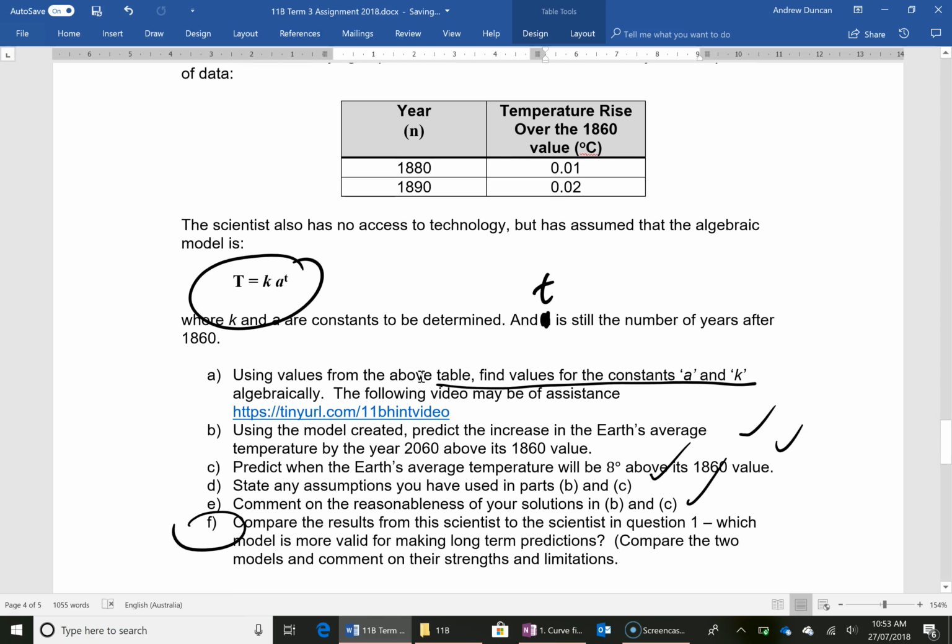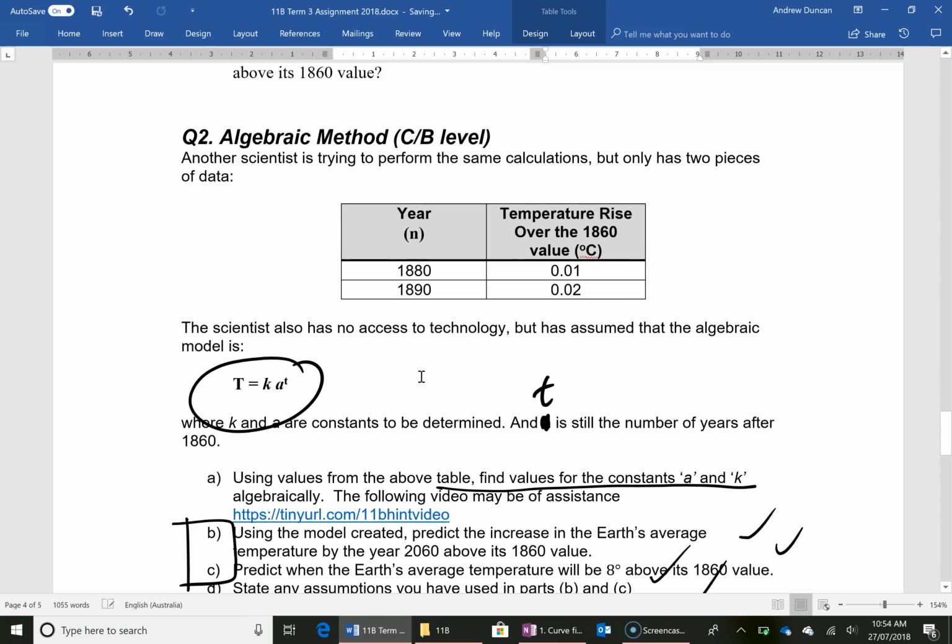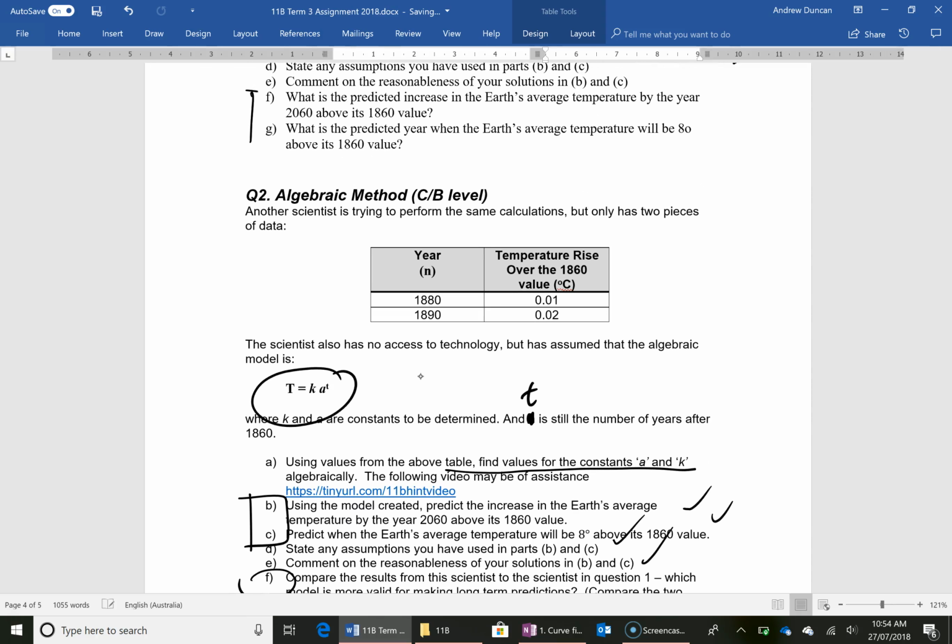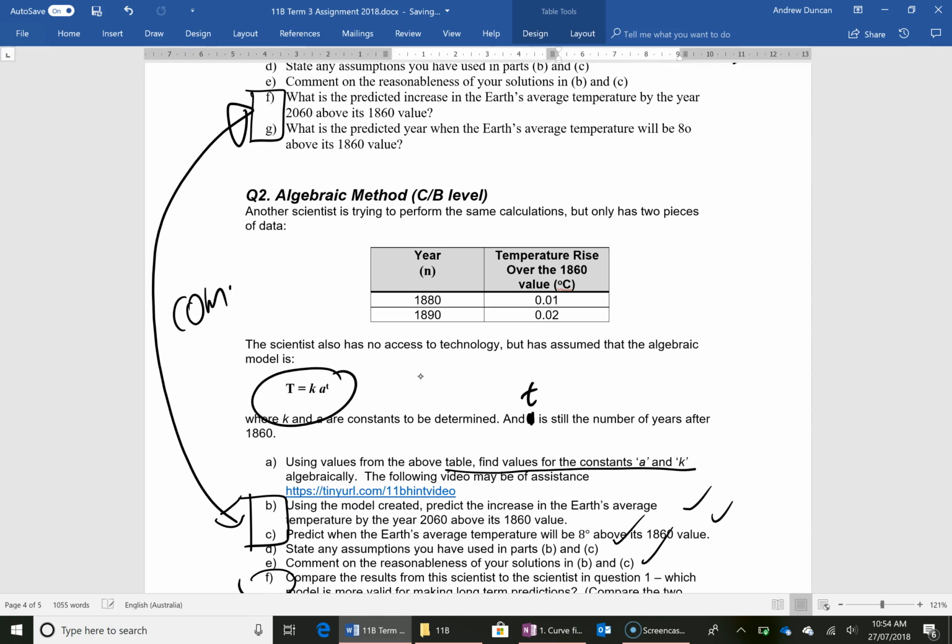So question B and C is really the same question as question F and G. Okay, so you're comparing those 2, to see which scientist will give you a better answer, a more reliable answer in terms of what the temperature will be in 2060. Because that's important, right? You're wondering, what's life going to be like when I'm 35? Okay, so you're predicting for when you're my age.